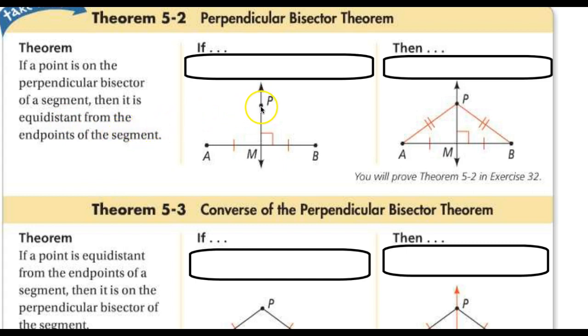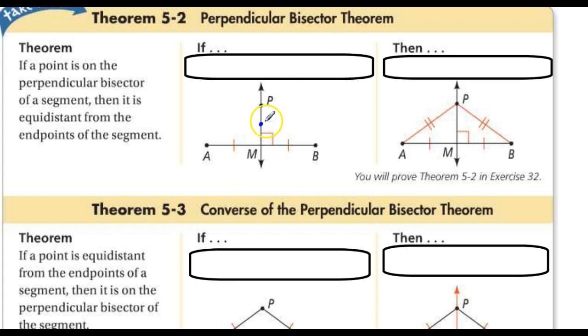So if P is on this line and the line is a perpendicular bisector of some other line segment, then P must be the same distance away from the end of the line at point A as it is from point B. And it doesn't matter where I put that point. I could draw a point right here. Marker's a little off. There we go. So I could put that blue dot right there, a little bit lower, and I still know that it's the same distance away from A as it is B.